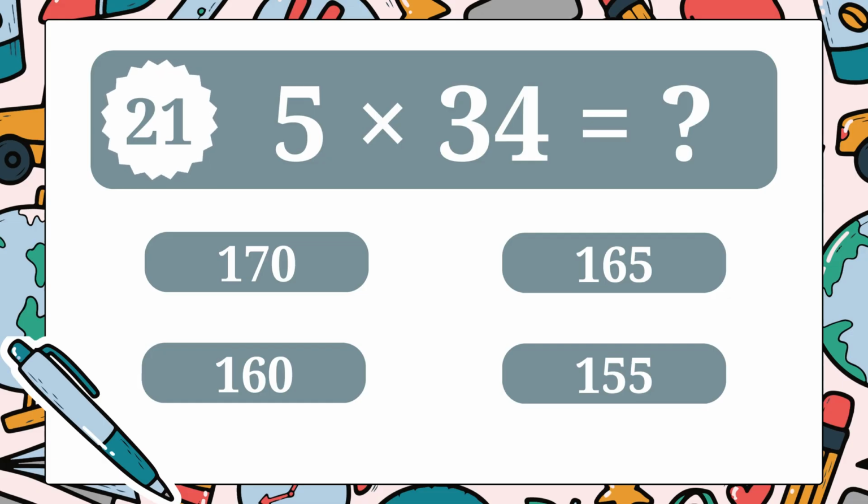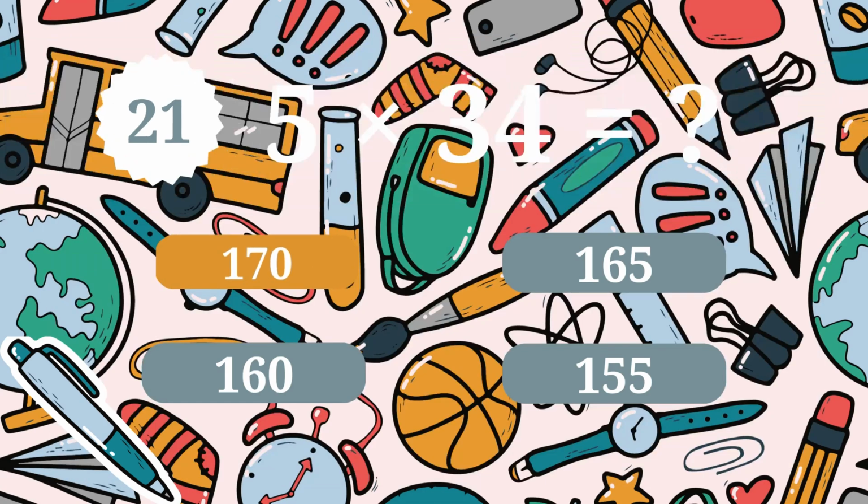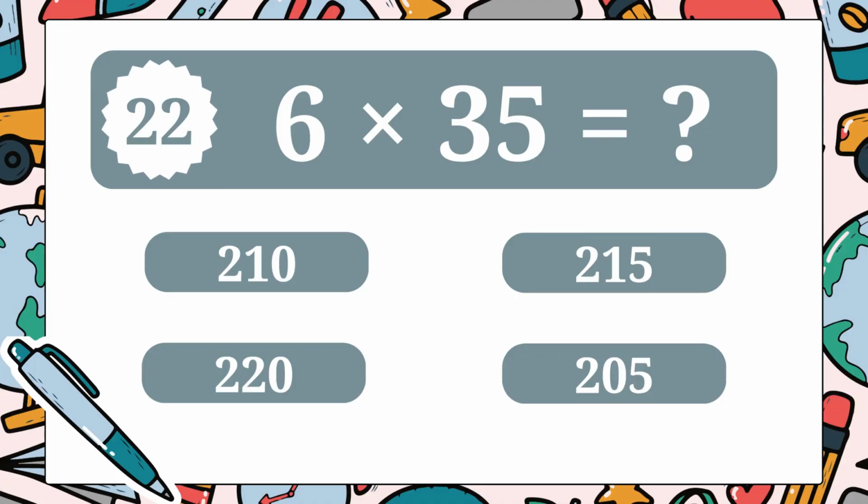Question 21. What is 5 times 34? 170. Question 22. What is 6 times 35? 210.